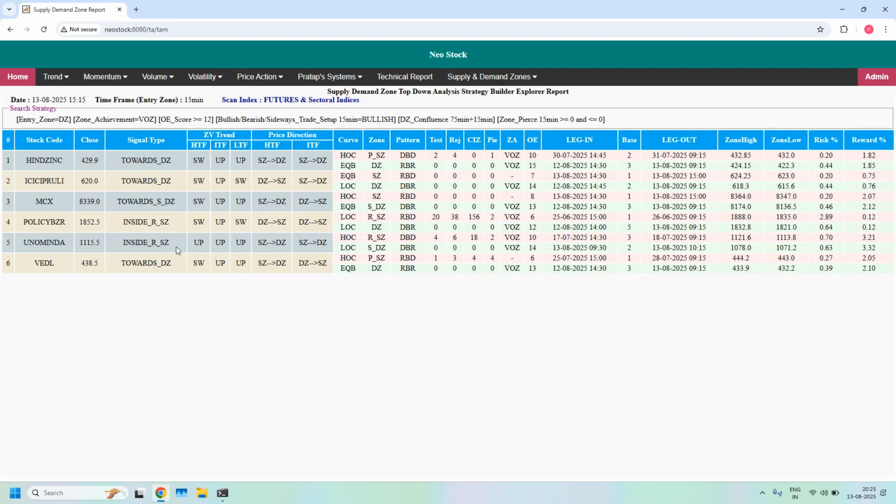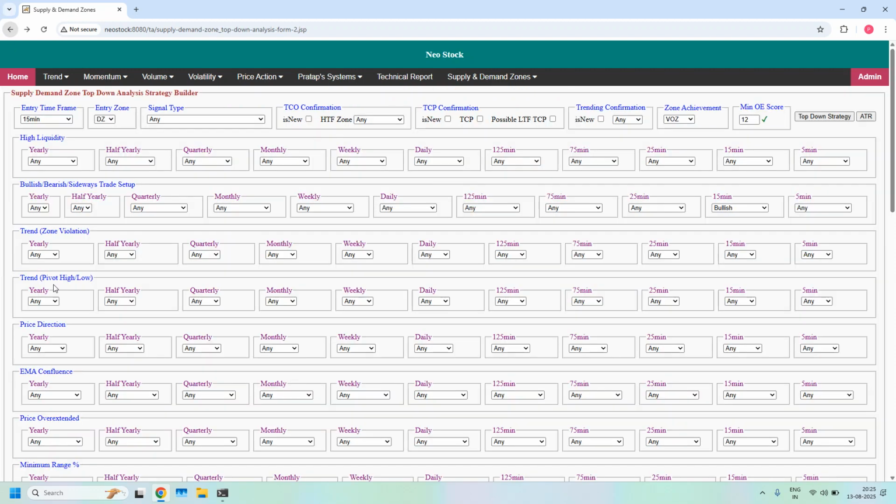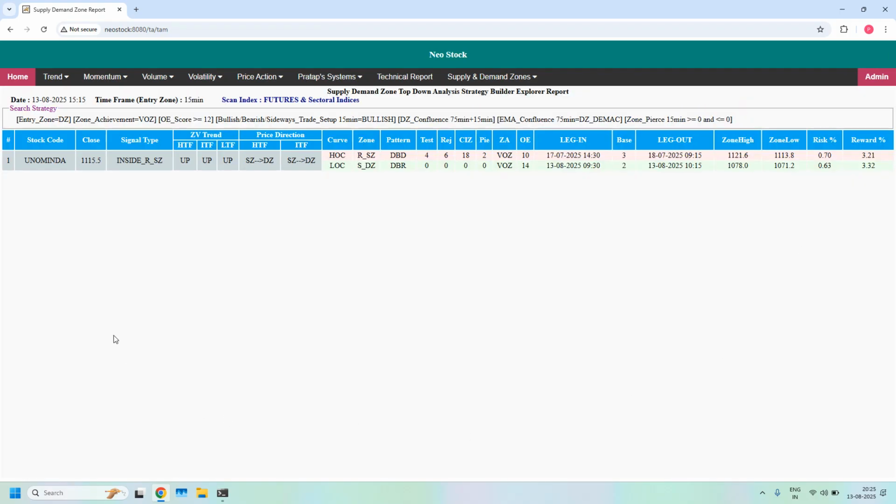So let's further filter this list based on 75 minutes demand zone having daily EMA confluence. One stock is filtered. That way this 15 minutes demand zone might be having more high probability to get success, provided less than 20 checklist items are satisfied. Otherwise zone might be violated.